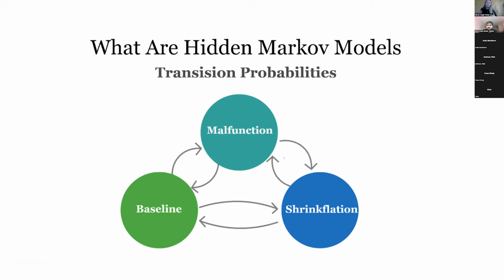These states can also have some probability, perhaps a very low probability, of going back and forth between each other. Last but not least, you have to take into account that you have some probability of staying in the state that you're currently in. So if I'm producing a baseline number of chips, what's the probability that next week I will continue producing a baseline number of chips? So this is just to give some intuition of what I mean when I say transition probabilities.